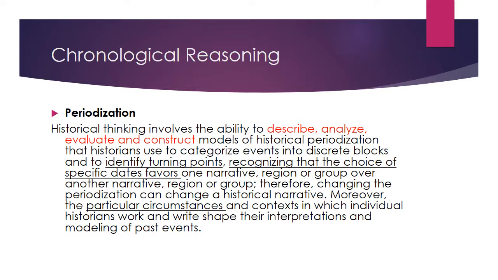Chronological reasoning is another part of this skill, or periodization is another part of chronological reasoning. Periodization is something that's difficult to understand. Historical thinking involves the ability to describe, analyze, evaluate, and construct models of historical periodization that historians use to categorize events into discrete blocks and to identify turning points, recognizing that the choice of specific dates favor one narrative, region, or group over another narrative, region, or group. Therefore, changing the periodization can change a historical narrative. Moreover, the particular circumstances and context of individual historians' work and write shape their interpretations and modeling of the past.